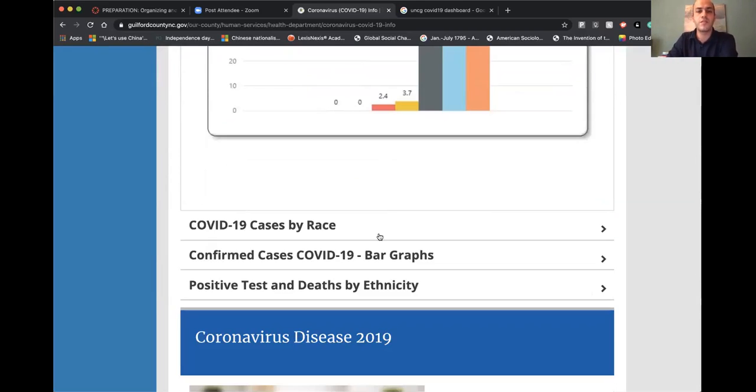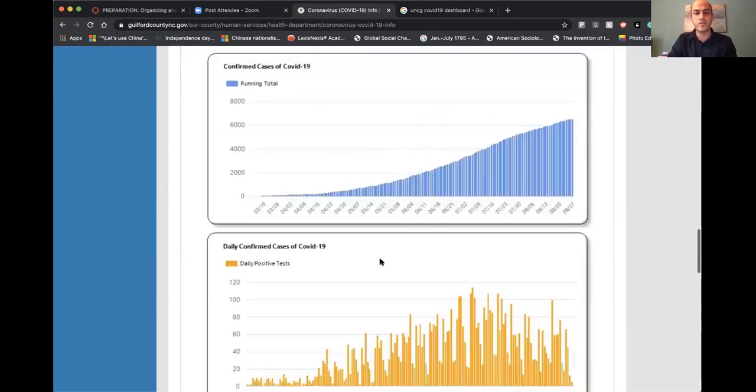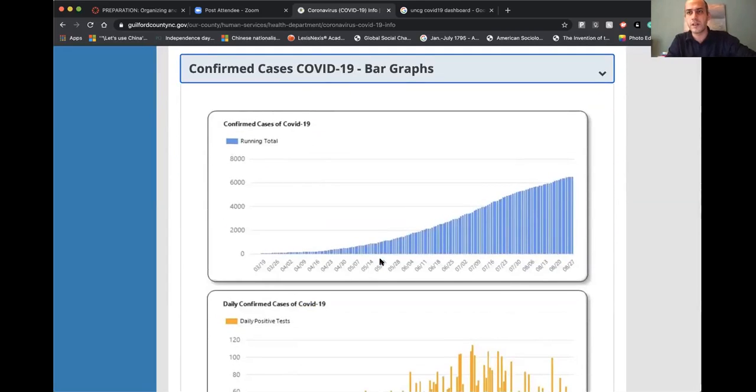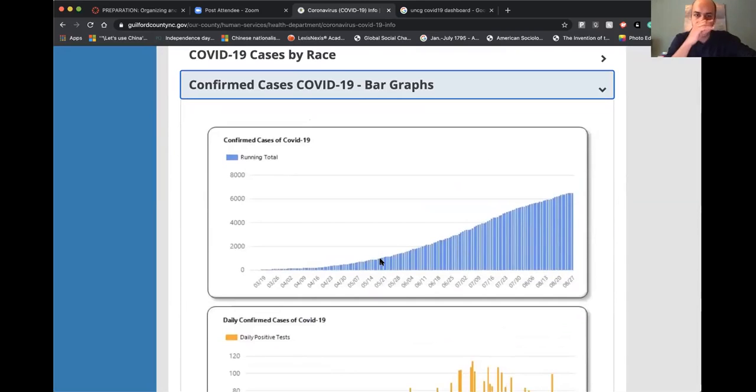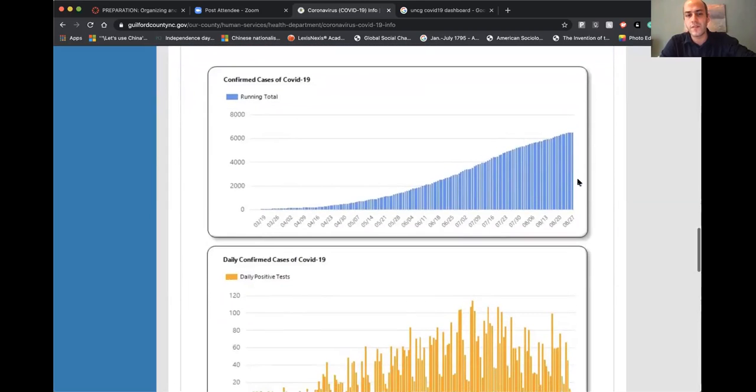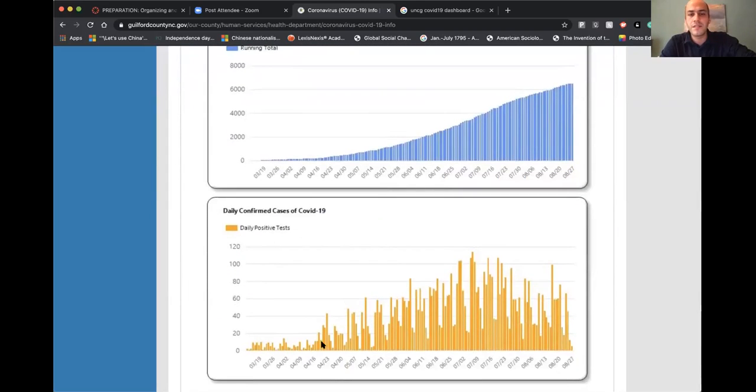So you can look at these ones, and I will show you these two graphs. You can skim the others yourselves too. These are the confirmed cases in Guilford County, the running total. This is the part where we were discussing whether or not we are flattening the curve, and this is the daily positive tests. As you can see, every day it goes up and down.